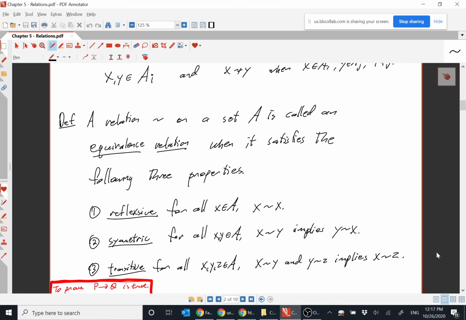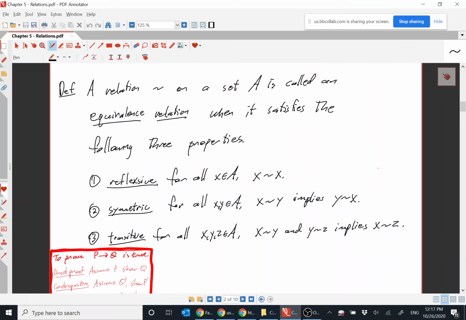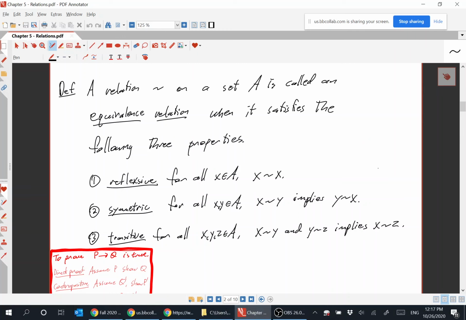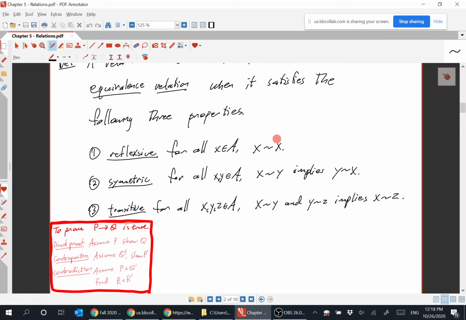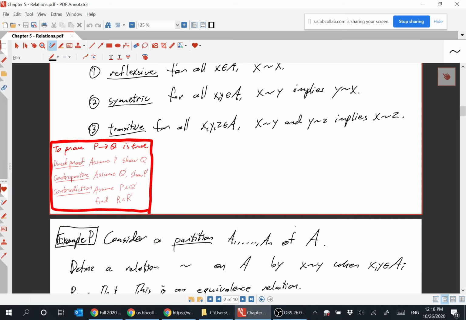So we were still in our discussion of equivalence relations, and here's the definition again. A relation twiddle on a set A is called an equivalence relation when it satisfies the reflexive property, symmetric property, and transitive property. And then we had three examples.